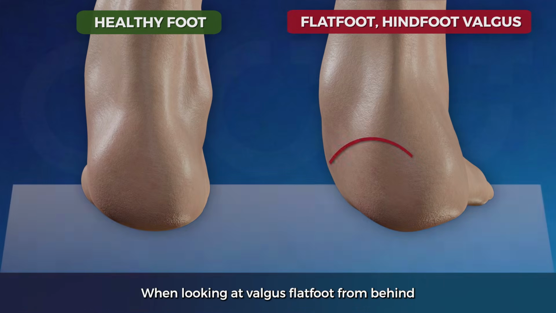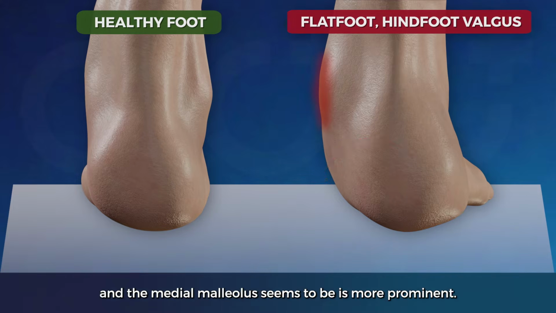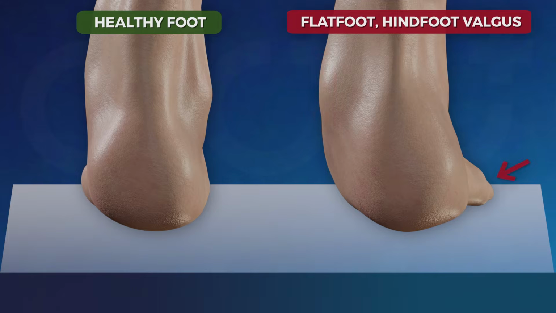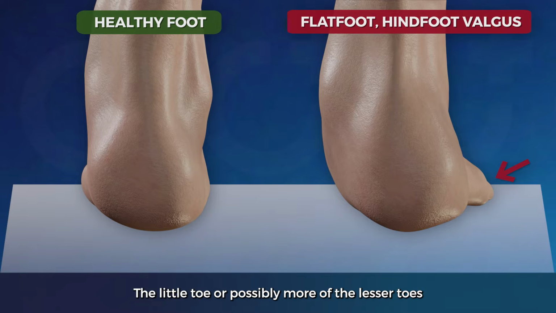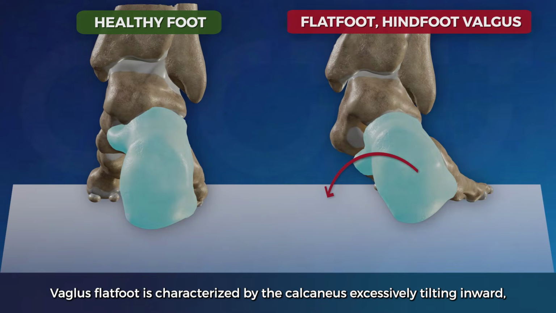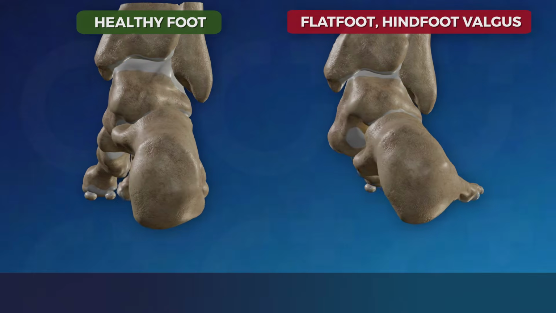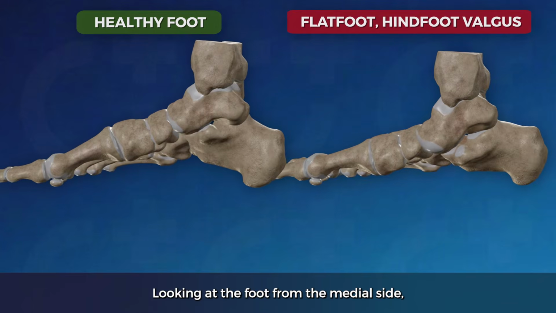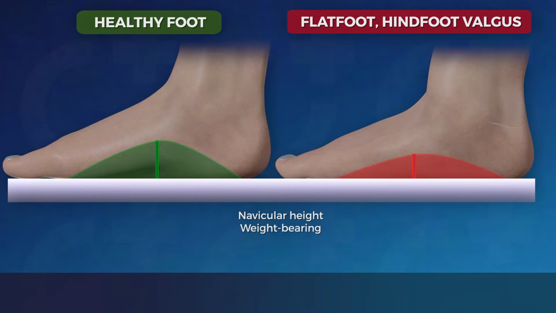When looking at valgus flatfoot from behind, the heel appears to be turned outward and the medial malleolus seems to be more prominent. A common symptom of flatfoot is the too many toes sign. The little toe, or possibly more of the lesser toes, can be seen laterally from the heel. Valgus flatfoot is characterized by the calcaneus excessively tilting inward, resulting in the talus slipping towards the inner side. It's called talonavicular subluxation. Looking at the foot from the medial side, in most cases the longitudinal arch is collapsed.